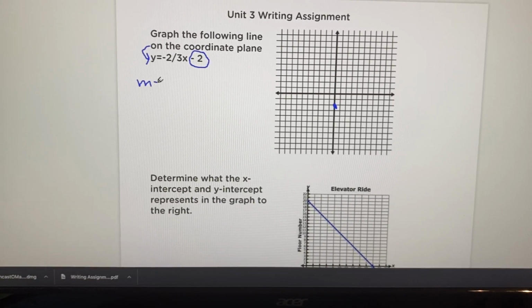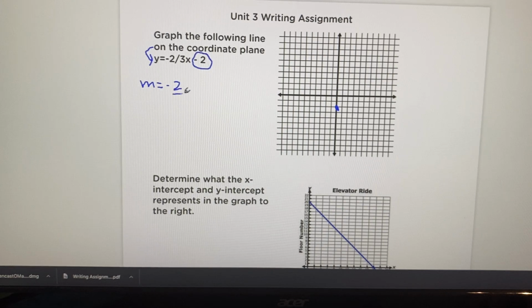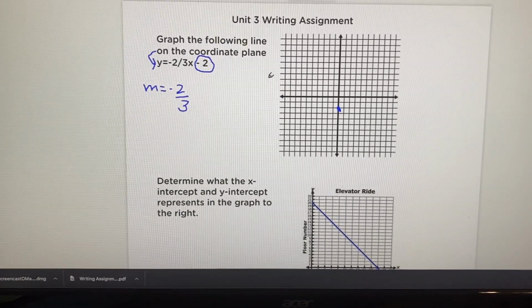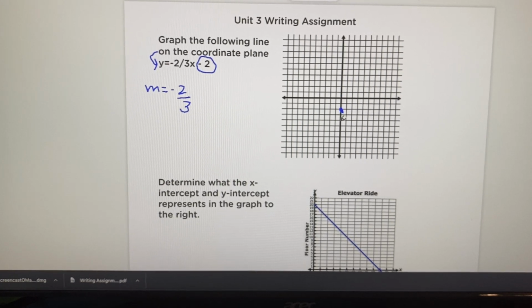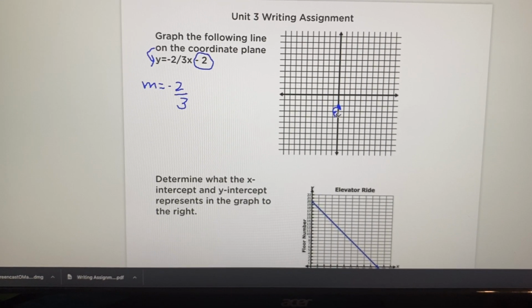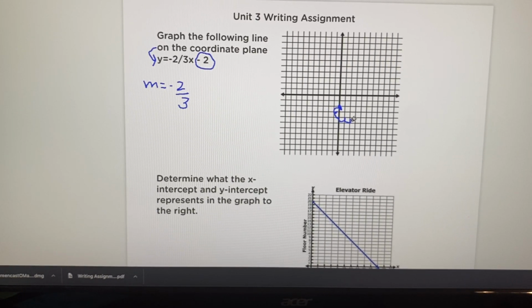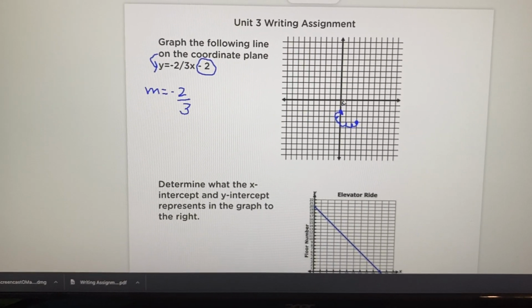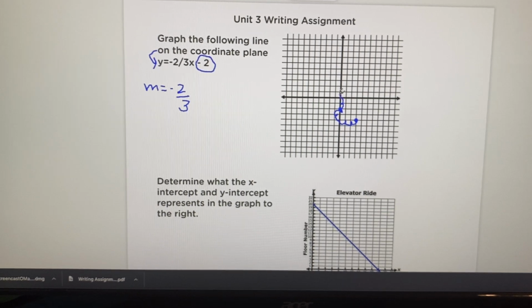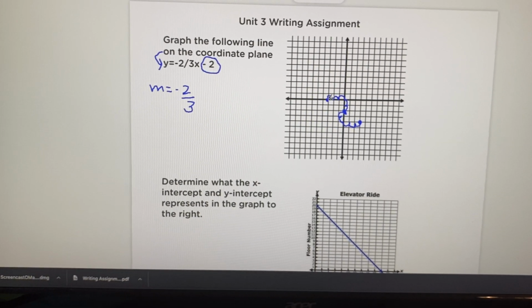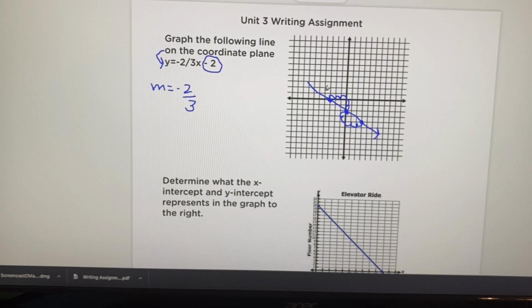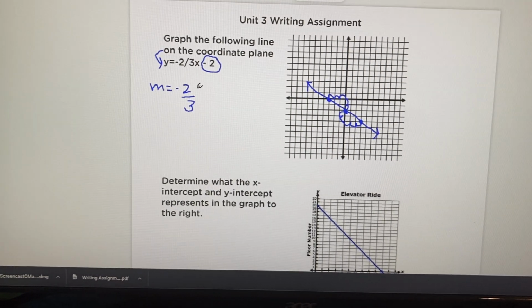And then I'm going to use my slope to find the next point. And slope is the number in front of x. So it is -2/3. So what I'm going to do is go down 2, to the right 3, and plot my point. Another thing I could do is go up 2 and to the left 3 and plot a point here. And then I'm going to draw myself a line that connects those. So remember, slope is rise over run.